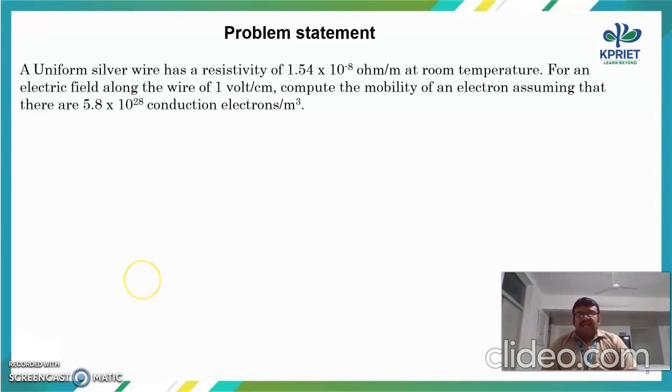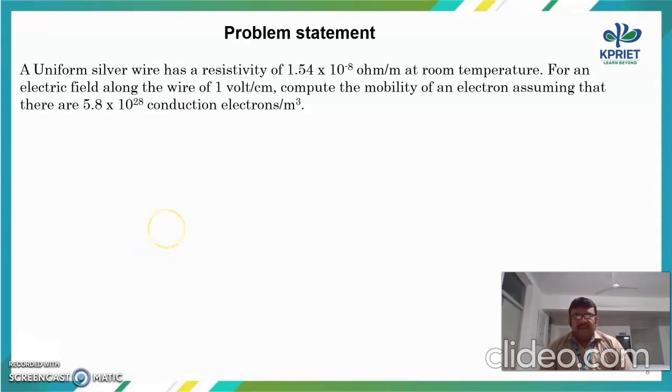Our problem statement is that we have a uniform silver wire which has a resistivity of 1.54 into 10 power minus 8 ohm meter at room temperature. For an electric field along the wire of 1 volt per centimeter, we have to compute the mobility of an electron, assuming that there are 5.8 into 10 power 28 conduction electrons per meter cube.